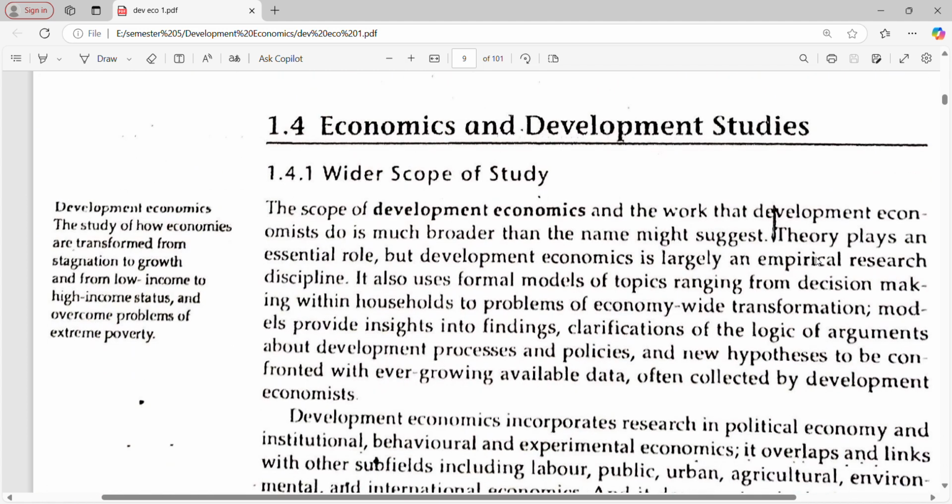Then you have 1.4 Economics and Development Studies. So, development economics is a broad and empirical discipline using formal models to study a wide range of issues, from household decision making to large scale economic transformations. It incorporates research from political economy, institutional economics, behavioral economics, and overlaps with fields such as labor, public, agriculture, environment, international economics, and so on. Additionally, it draws from other social sciences including history, political science, psychology, sociology, and so on.